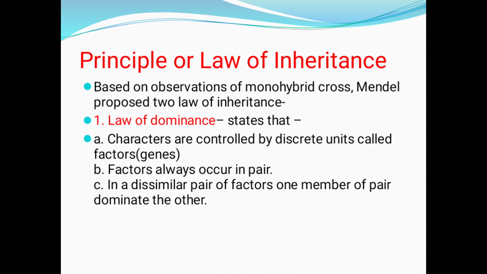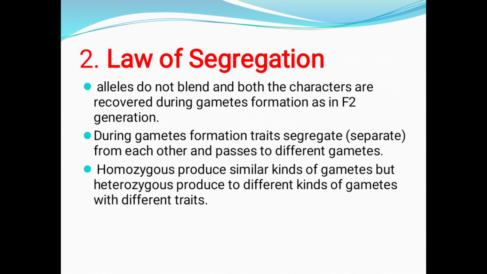Based on the observation of monohybrid cross, Mendel proposed two laws of inheritance. The first law is the law of dominance. It states that a character is controlled by discrete units called factors or genes. Factors always occur in pair. In dissimilar pair of factors, one member of pair dominates the other.